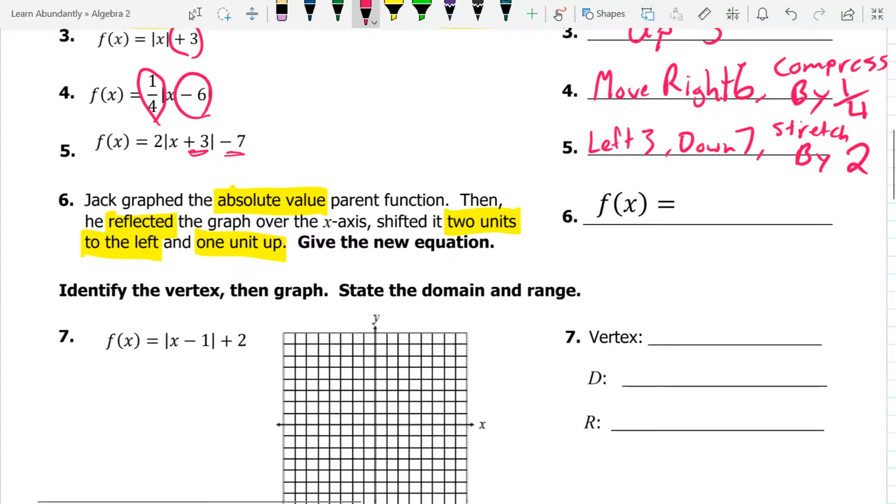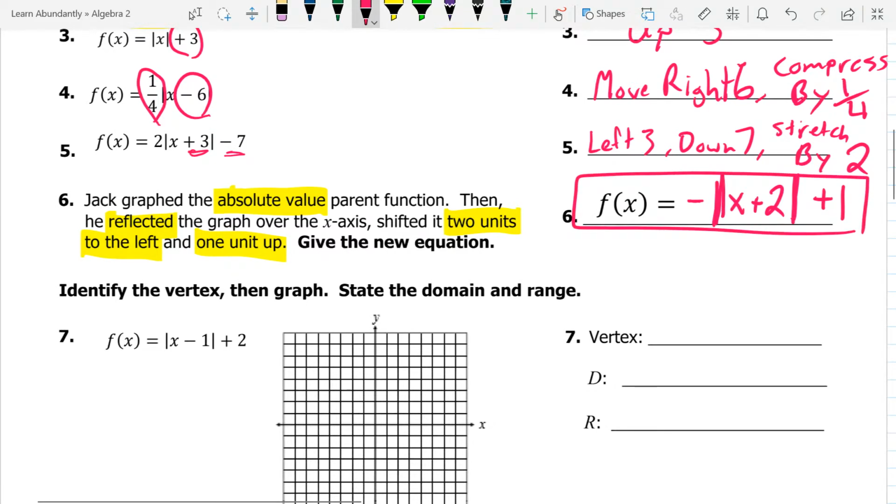The new equation has to be reflected, so I know it's going to be a minus, and it is absolute value. And it says it is shifted to the left, so I'm going to do plus 2. And then on the outside, it said 1 unit up, so I'm going to add 1 on the outside. So there's my new function after it's been shifted.